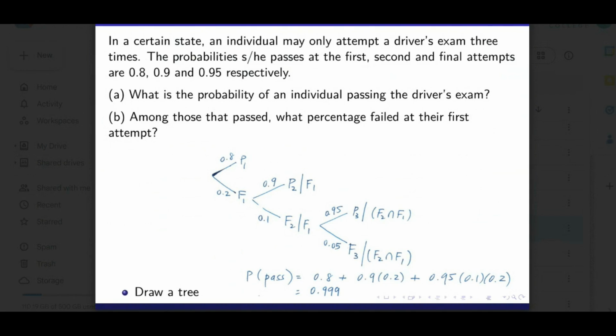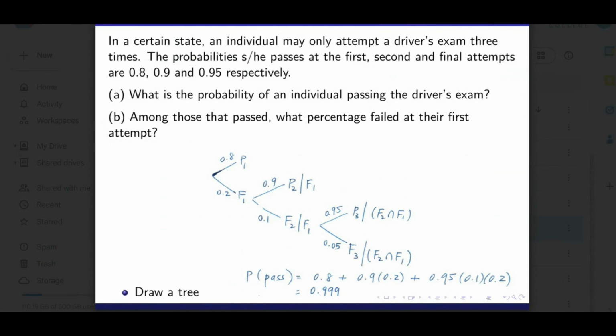Now, can you do the second part? Among those that passed, what's the percentage that failed at their first attempt? Do you understand the question? You are now conditioning on the pool of people that eventually pass. So what do we want? Condition on the person has passed.